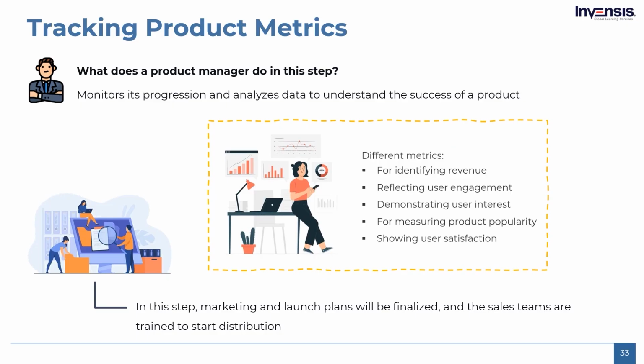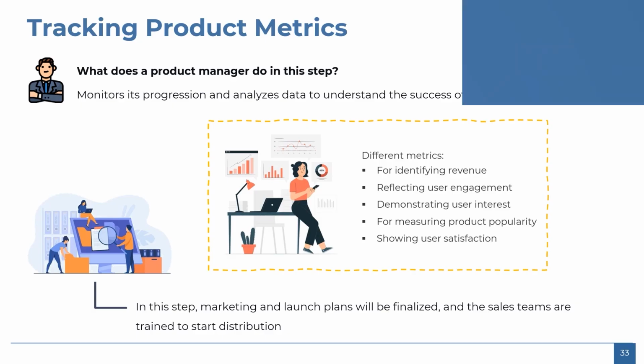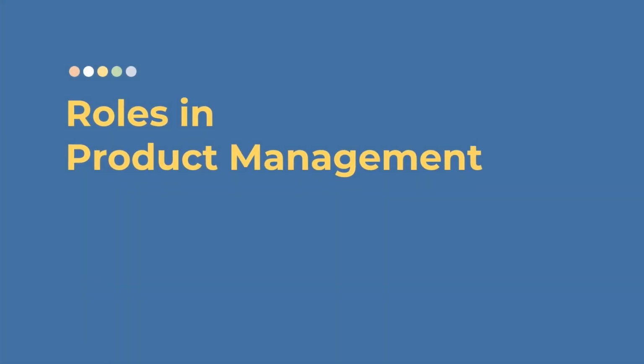There are many other metrics apart from these. What matters is the further analysis and the valuable insights that can be obtained from data that influence decision-making. That's it. So, this is how a typical product management process looks like. Now, let us talk about the people involved in product development.